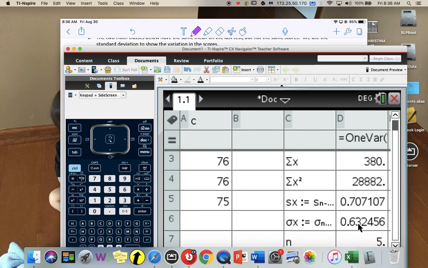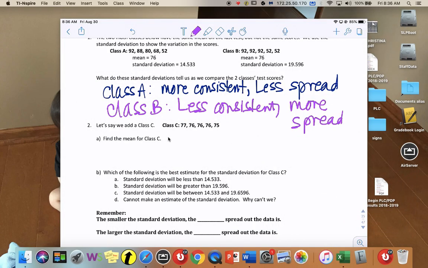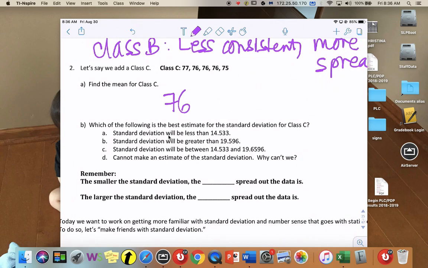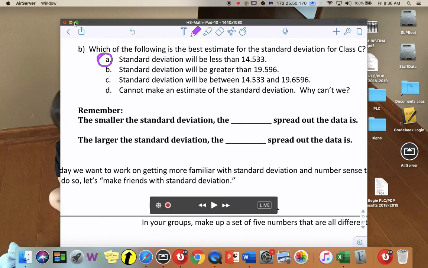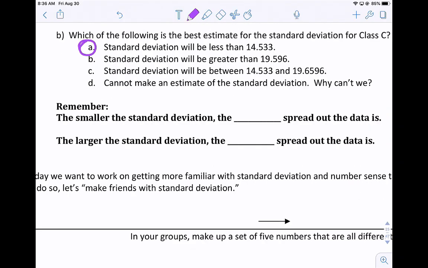So on average, each of these scores is about 0.6 away from the average. So it has the smallest standard deviation, the least spread out. So the average is 76, and the standard deviation is going to be less than Class A because they're less spread out. Remember, with standard deviation, the smaller the standard deviation, the less spread out the data is. The larger the standard deviation, the more spread out the data is.